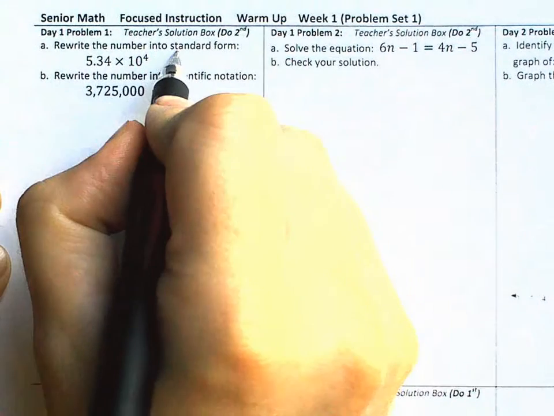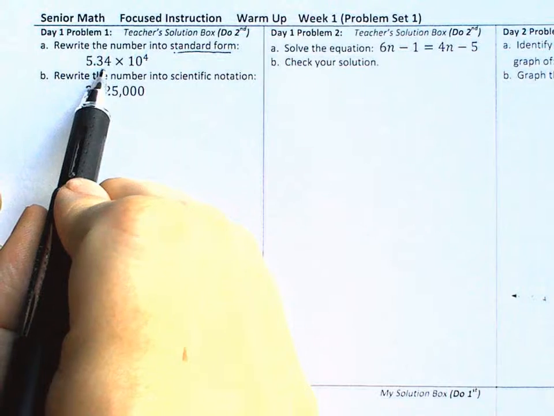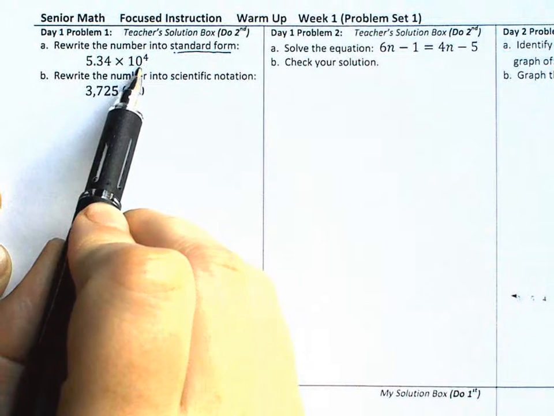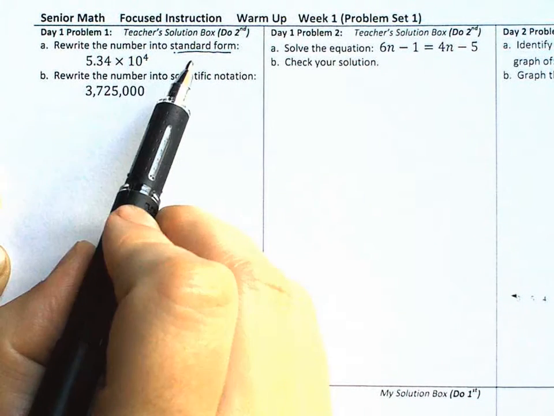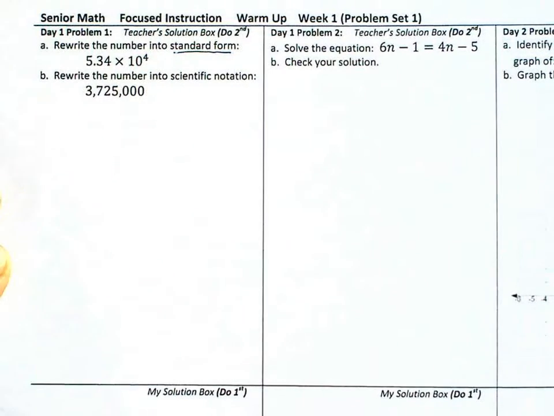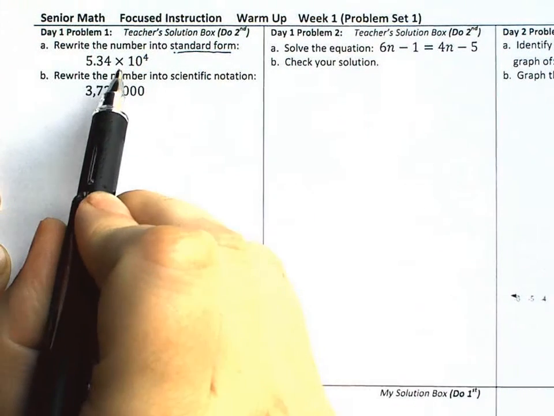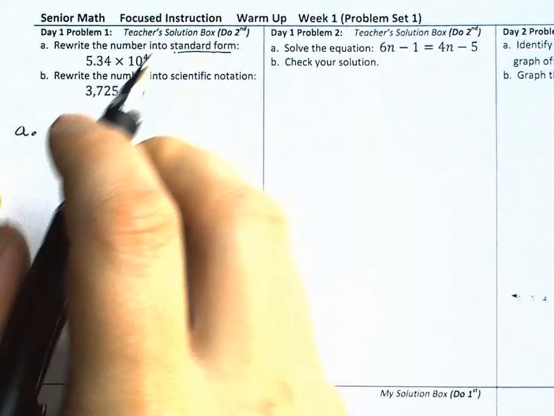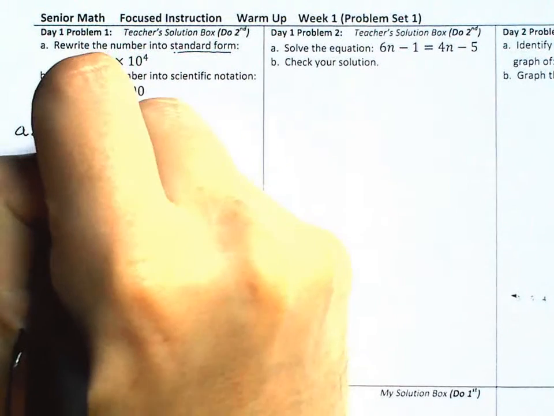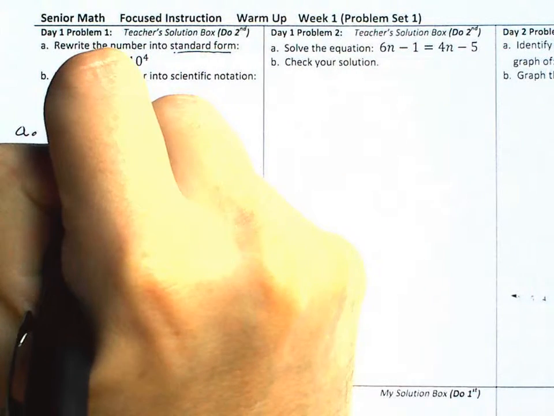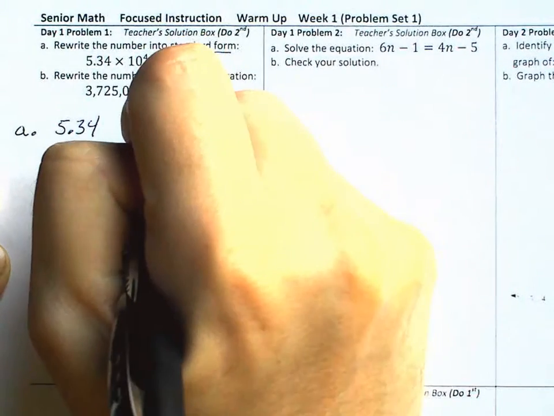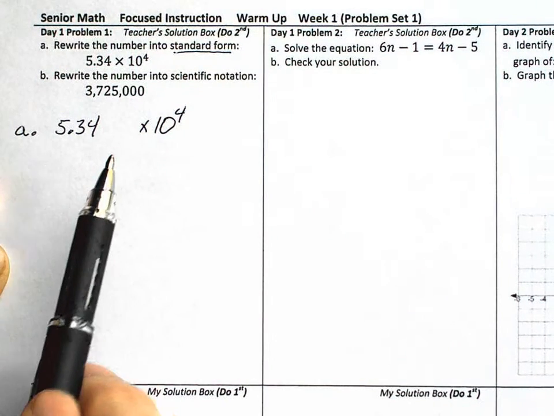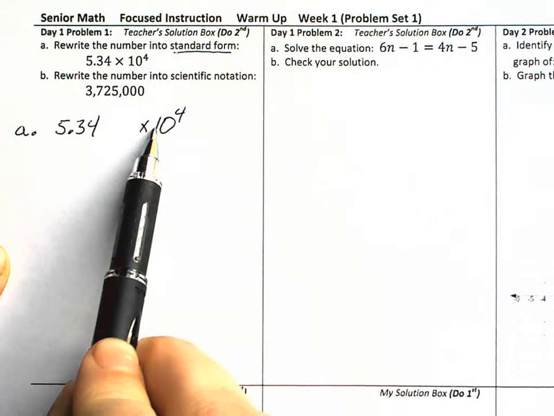Rewrite the number into standard form. 5.34 times 10 to the fourth power. This number is in scientific notation right now, and we're asked to write it in standard form, or as a regular kind of number that does not have the times 10 to the fourth power. So let's start by copying down this scientific notation number: 5.34 and then times 10 to the fourth power.